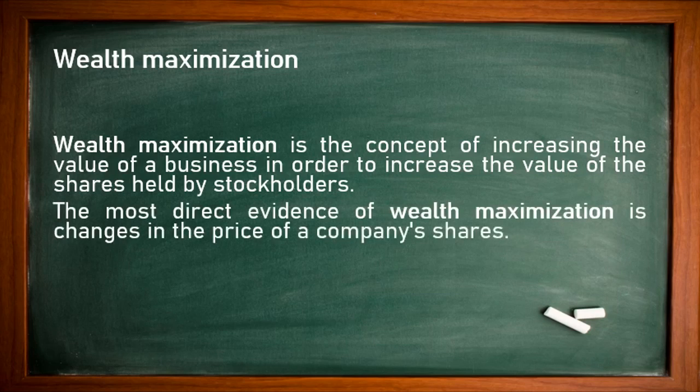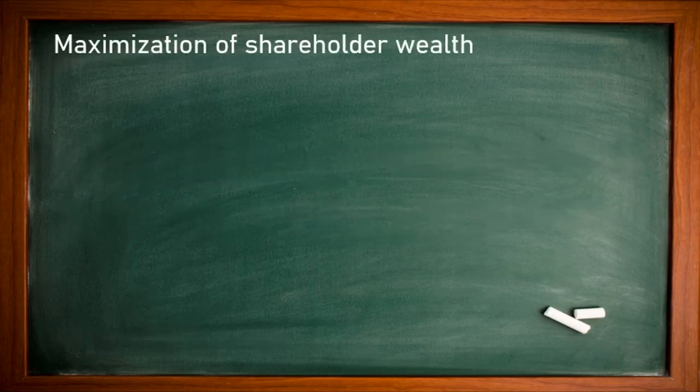The most direct evidence of wealth maximization is the change in the price of the company's share. As I discussed with you before, when the price of a share is increasing or decreasing in the market, it reflects whether the wealth is increasing or decreasing. So, how to maximize the value or wealth of shareholders?